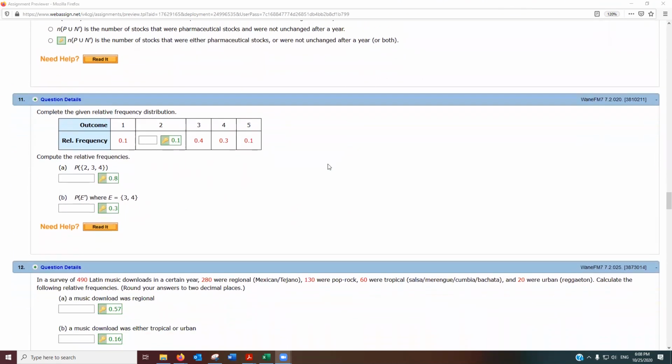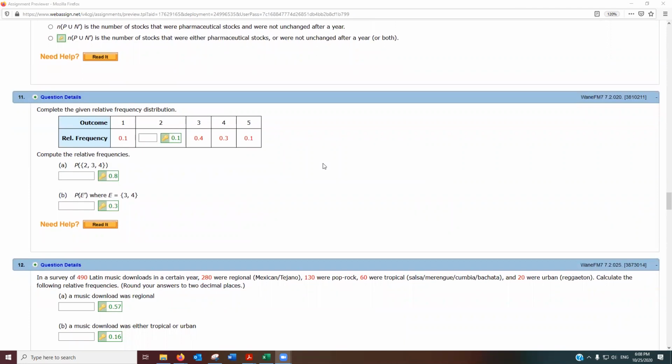What if we go to number 11? This is a little different because this is asking us for relative frequencies. The first thing it's asking me to do here is fill in this empty box. What number should go in this empty box? Well, you might remember the sum of the relative frequencies must add up to 1 in a frequency distribution like this.